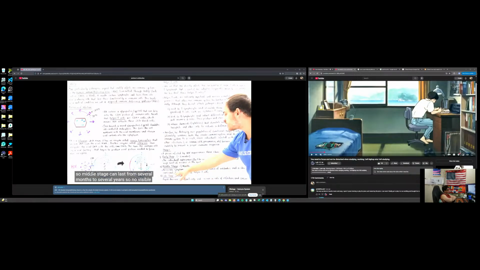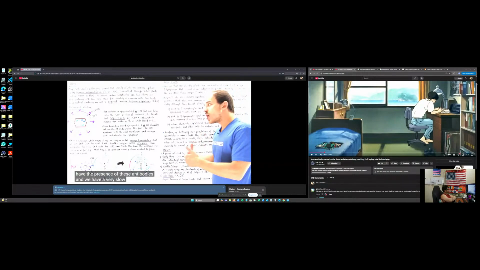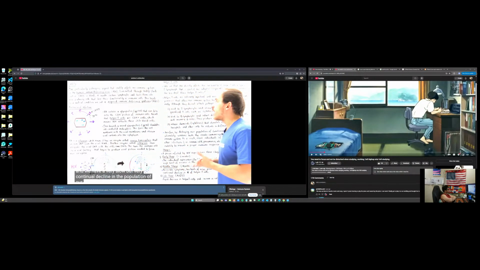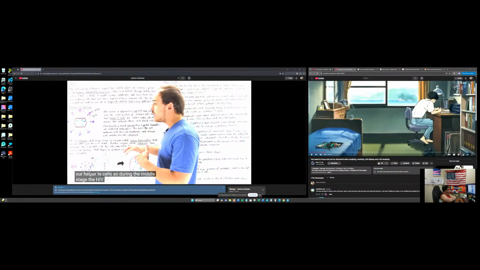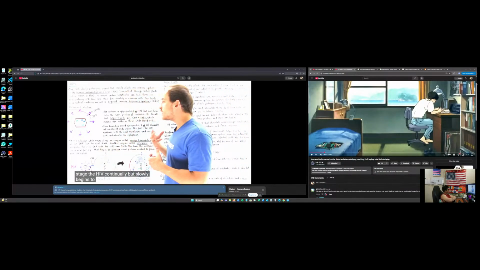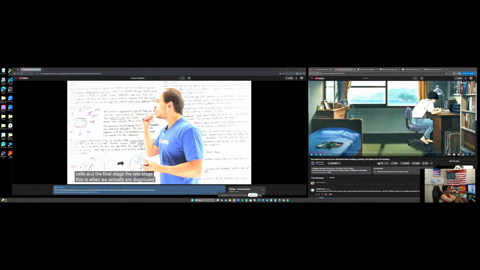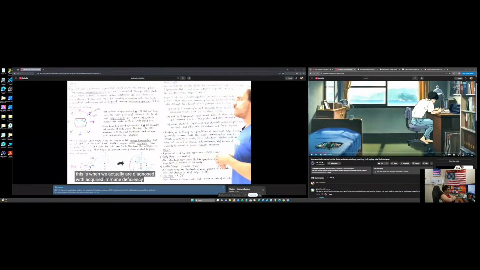So no visible symptoms, low levels of that virus, we have the presence of these antibodies, and we have a very slow but very continual decline in the population of our helper T cells. So during the middle stage, the HIV continually but slowly begins to kill off these helper T cells. And the final stage, the late stage, this is when we actually are diagnosed with acquired immune deficiency syndrome.